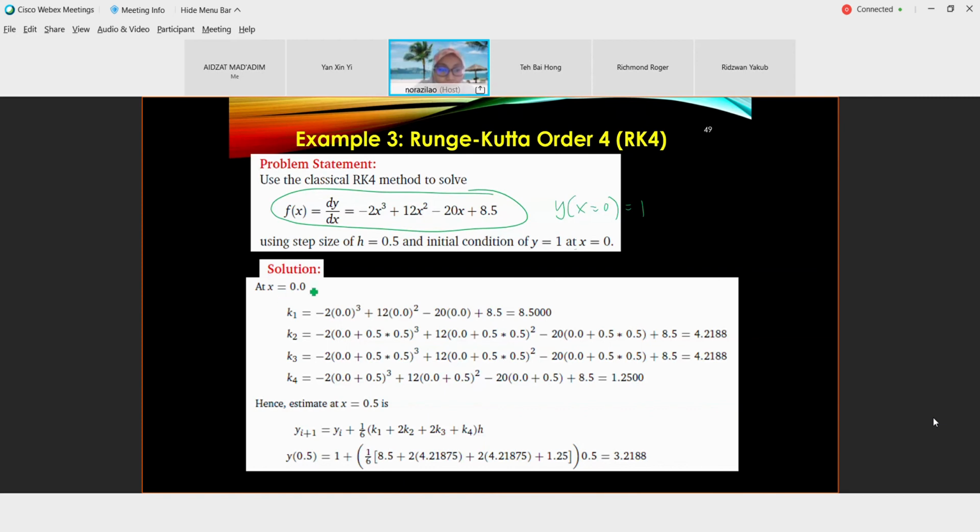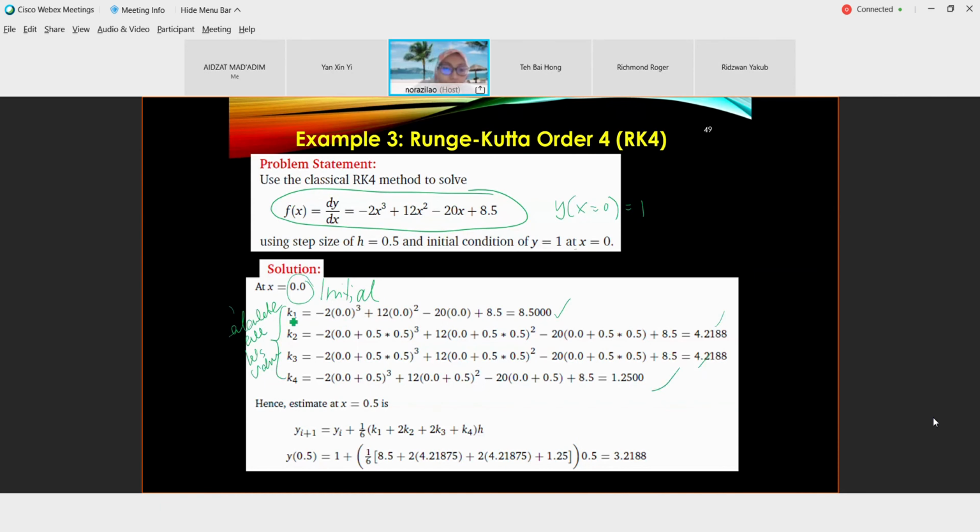So at x equal to 0, it means that this is the initial point. All of you must calculate all the k values first. That is the procedure. So calculate k1 at x equals 0, and then you have the k1 value, k2 value, k3, and k4.